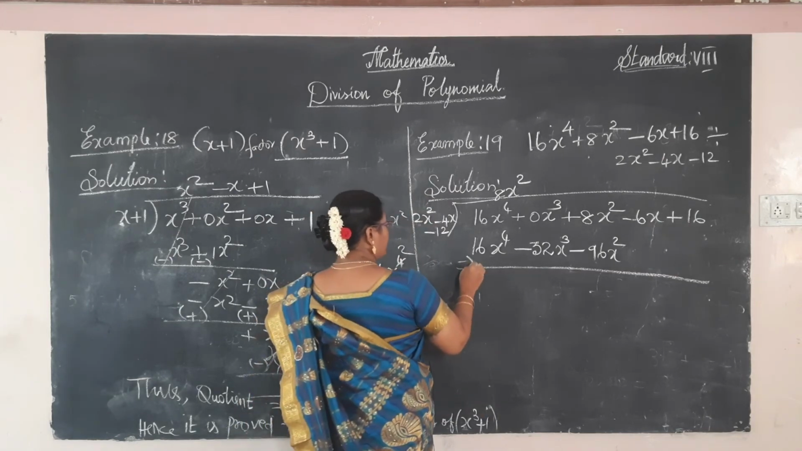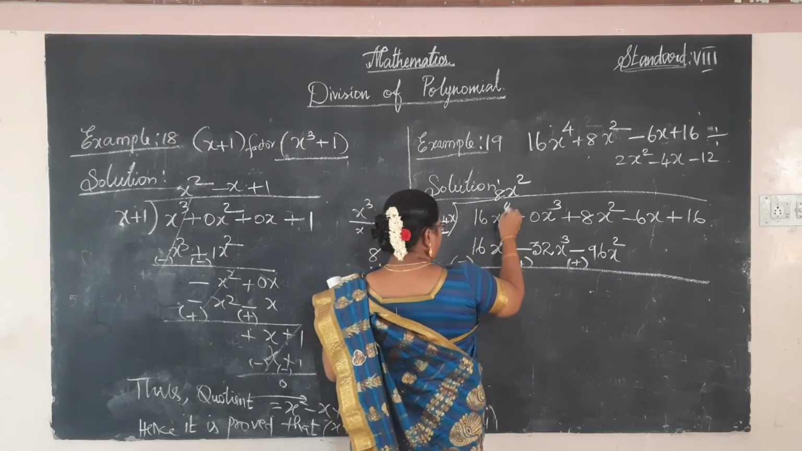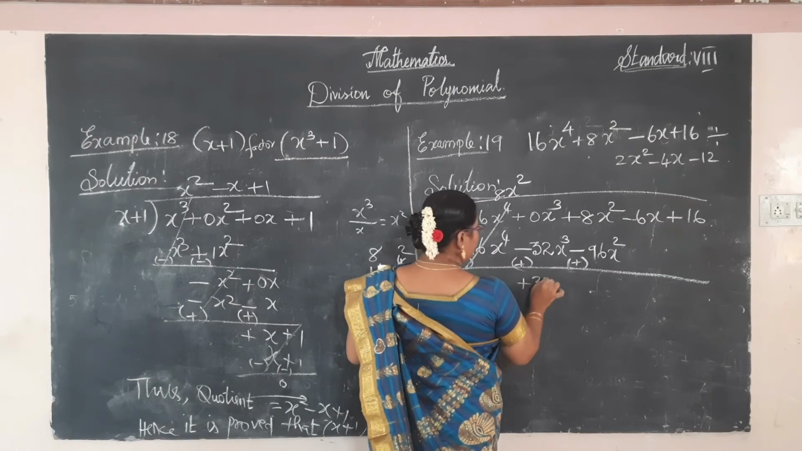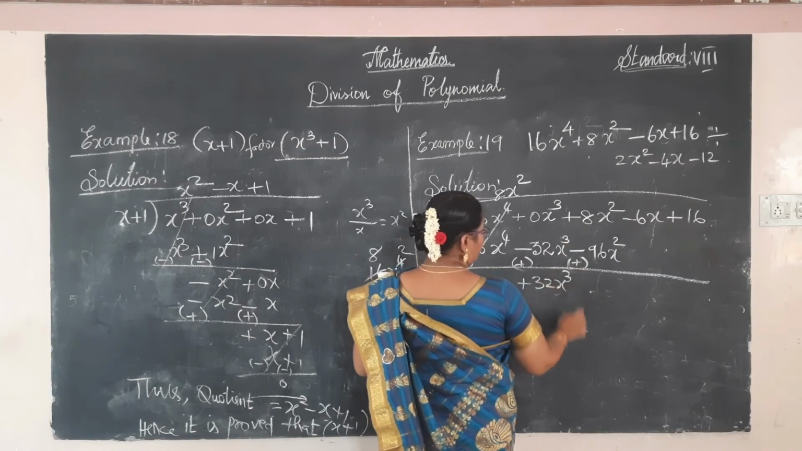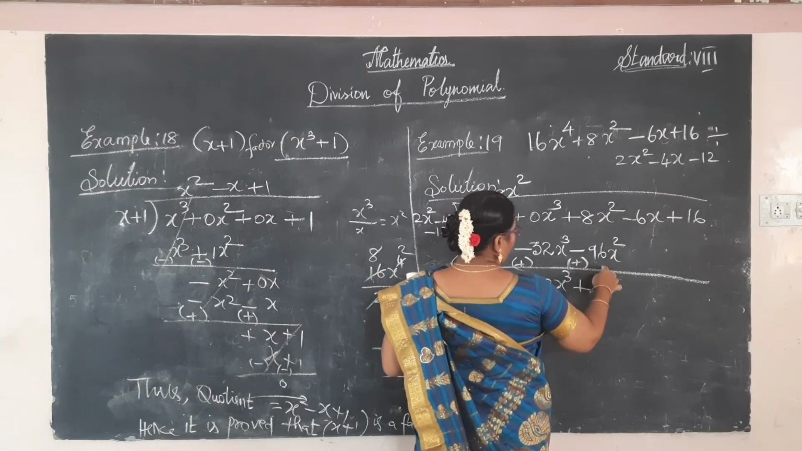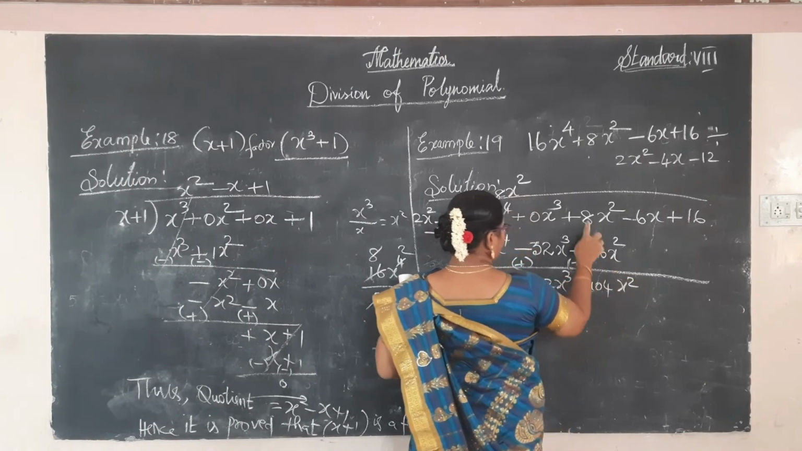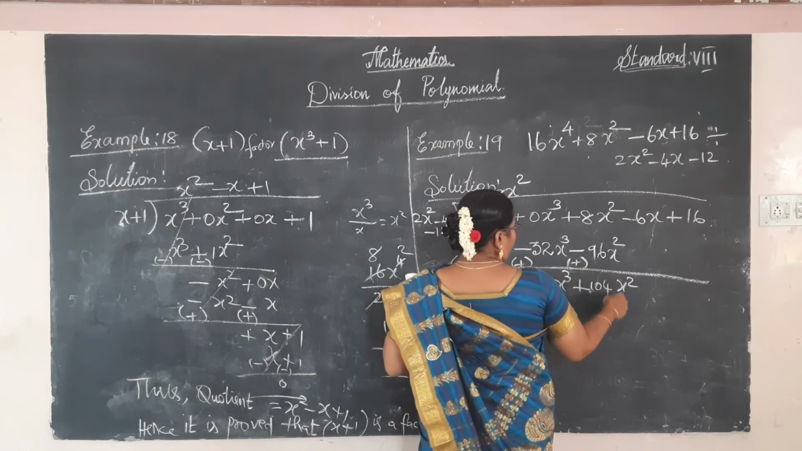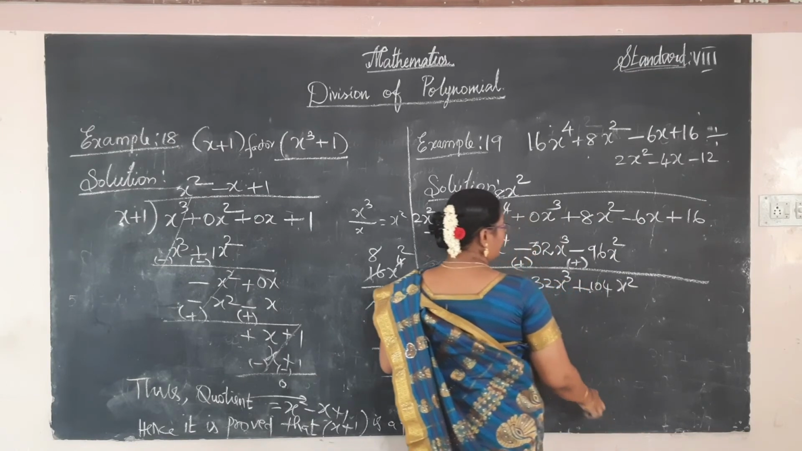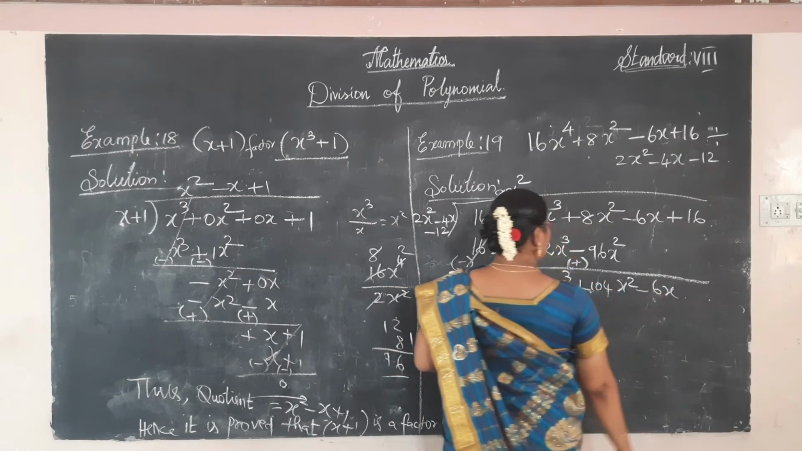Now change to the additive inverse. This term will be cancelled. Here 0x^3, so positive plus 32x^3. Here also both have the positive sign. Add these two values, what do we get? 104x^2. Is it 96 plus 8? 104x^2. Okay, now bring down the next term, minus 6x.